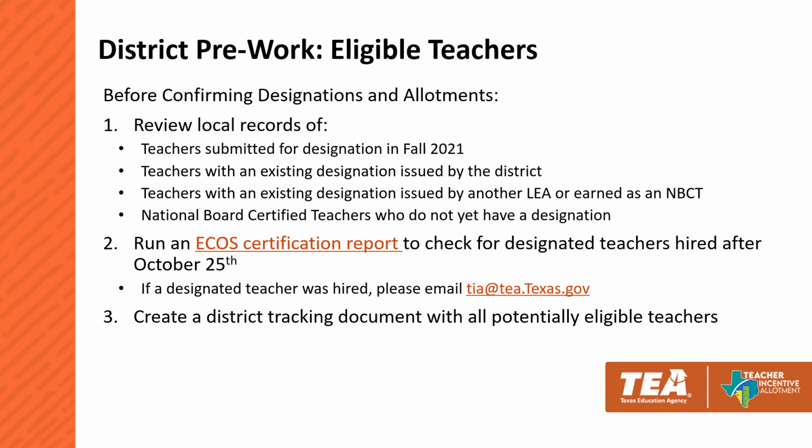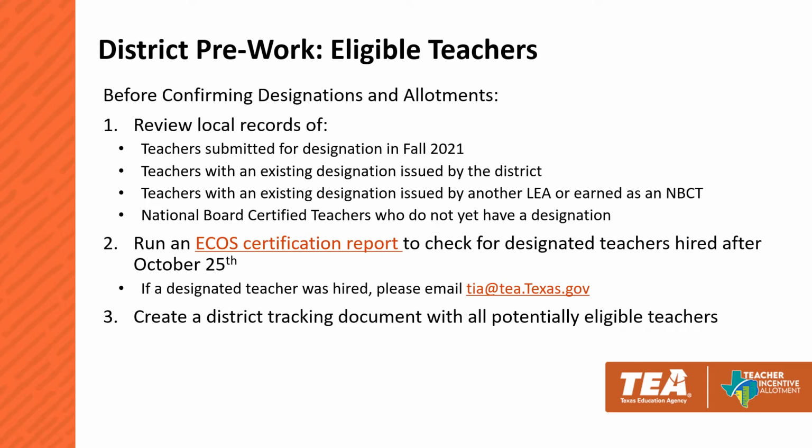So before confirming any designations and allotments, we ask that districts review local records of all teachers who were submitted for designation in the fall, teachers with an existing designation that was issued by the district, teachers with an existing designation either issued by another LEA or earned as a National Board Certified Teacher, or National Board Certified teachers who do not yet have a designation. So once identifying all of those teachers, we encourage you to have some type of district tracker, and we'll show an example of that in just a moment.